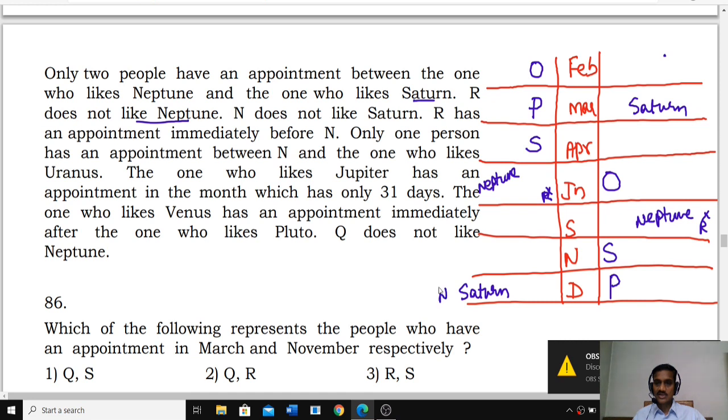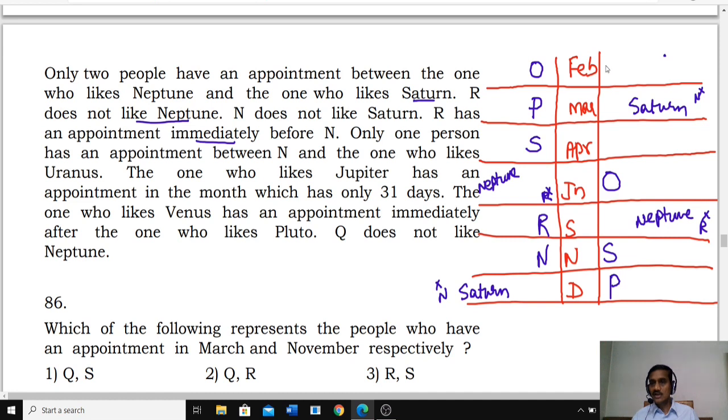N does not like Saturn. N cannot be here. R has an appointment immediately before N. R is immediately before N. If R is here, N cannot come here, so R and N. If R is here, N must come here, which is not possible. Hence R at this place, N at this place.